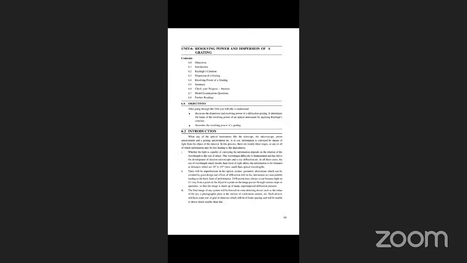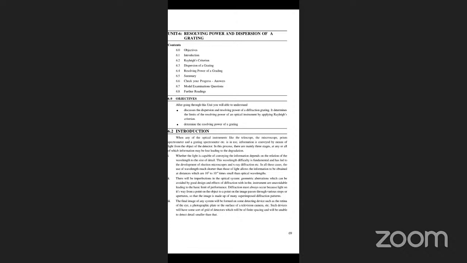Resolving power and dispersion of grating. This unit also discusses the dispersion and resolving power of diffraction grating. It determines the limits of the resolving power of an optical instrument by applying Rayleigh's criterion. Therefore, after going through this unit, we will be able to determine the resolving power of a grating.